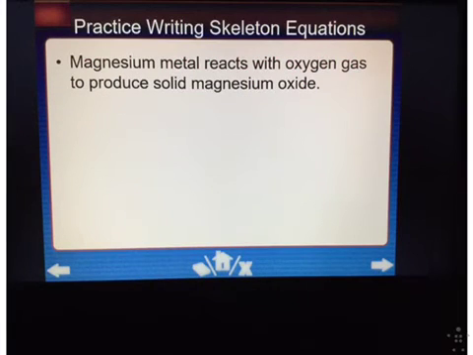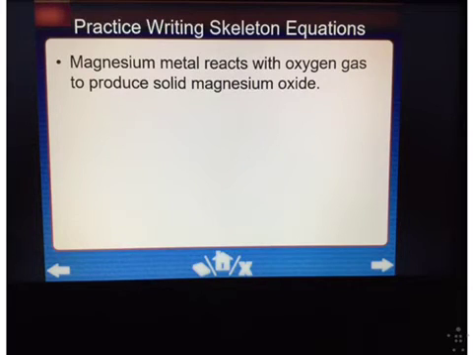So we'll say that we need to write the chemical reaction regarding this sentence right here. Magnesium metal reacts with oxygen gas to produce solid magnesium oxide. So we have to use everything that we've learned in the past. We're going to be translating names into formulas, which we've been doing the entire time, and then we just have to put in those symbols that we discussed on that previous slide. So I'll show you what I mean.